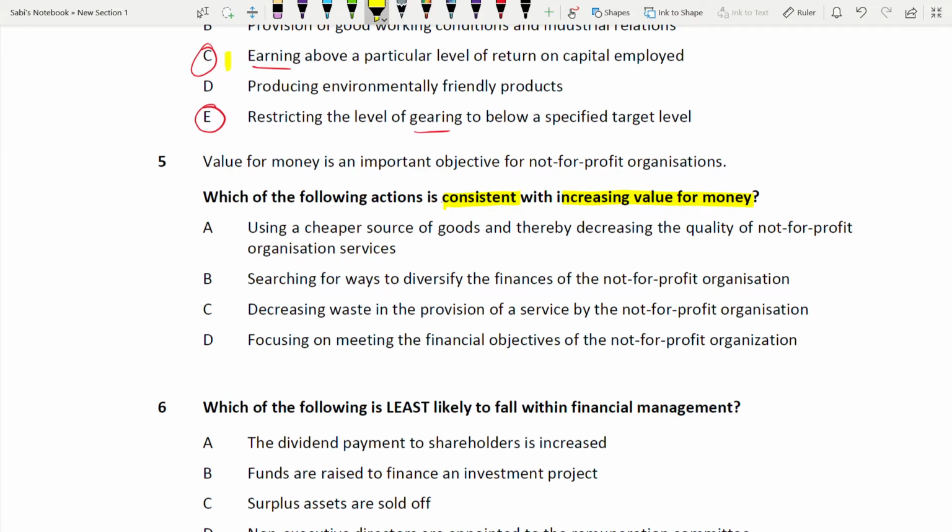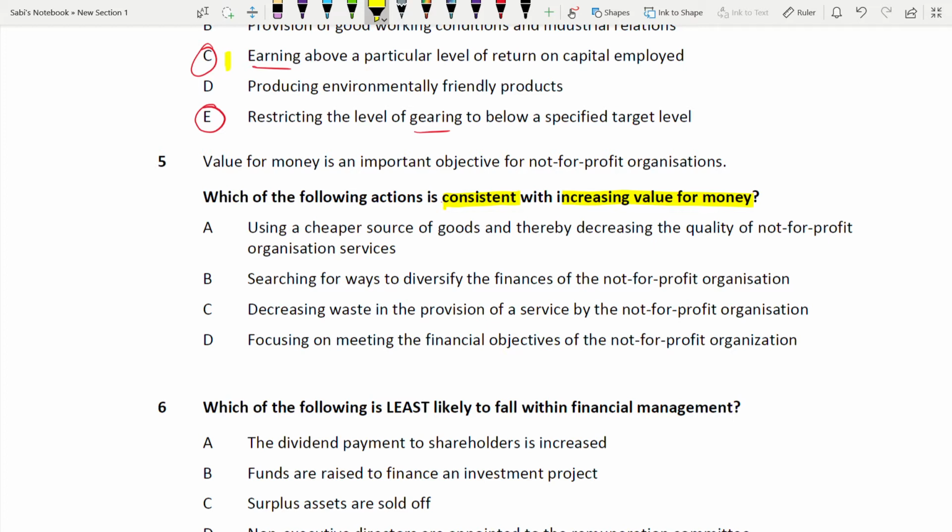That means the following actions which you take to increase the value for money. Okay? That's what it means. Which of the following actions? So it's just one. A. Using a cheaper source of goods and thereby decreasing the quality of not-for-profit organization services. Does it increase the value for money? Definitely not, because the quality is decreased.